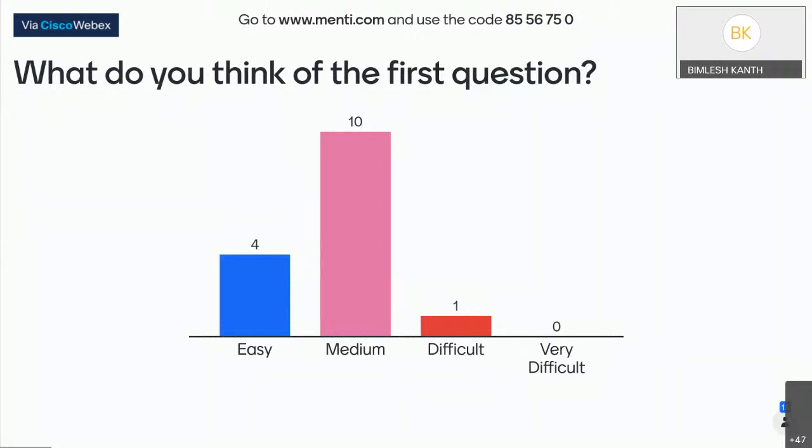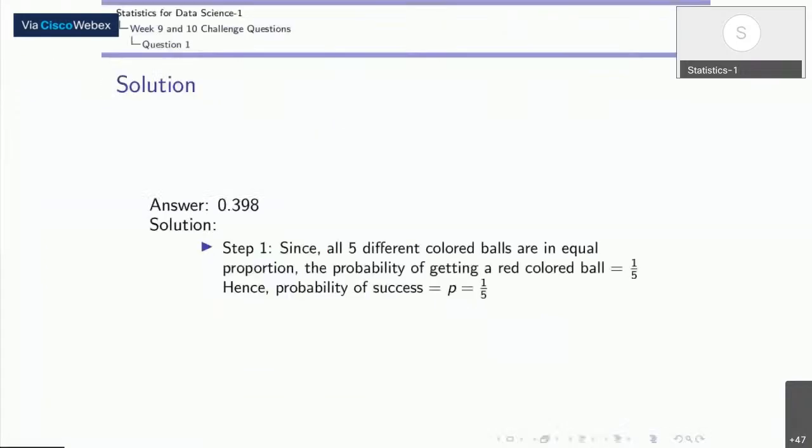Yes, correct. So you have used this as a hypergeometric parameter, right? Okay, correct. I have approached in a different way, so I will share this screen. Yeah, that is correct only. Thanks. So we'll see the solution. So the answer is 0.398.